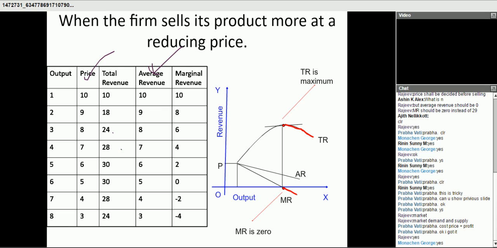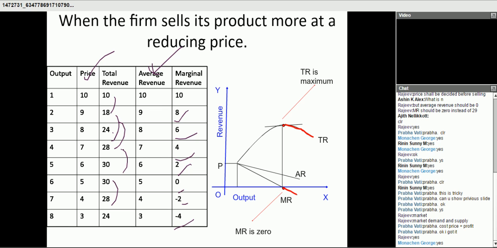The next is marginal revenue. Now how do we calculate the marginal revenue? It will be 18 minus 10, so it will be 8. 24 minus 18, it will be 6. 28 minus 24, 4. 30 minus 28, it will be 2. 30 minus 30, 0. 28 minus 30, minus 2, and then minus 4.